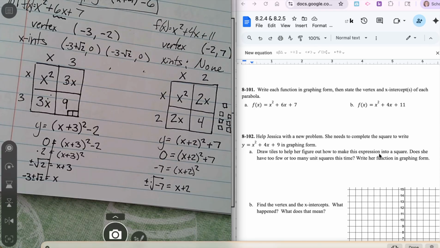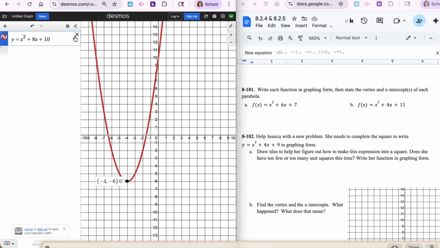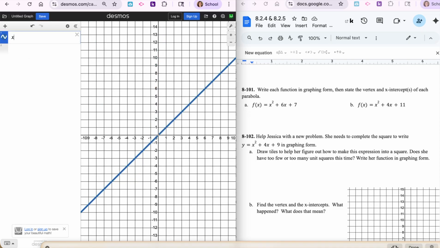And you can check that if you wanted to. If you go over to Desmos and graph this parabola, so it was x squared plus 4x plus 11, you'll see it doesn't actually cross the x-axis at all. So it's okay that when we try and find our x-intercepts, we don't find any, because it doesn't have any. That happens sometimes.